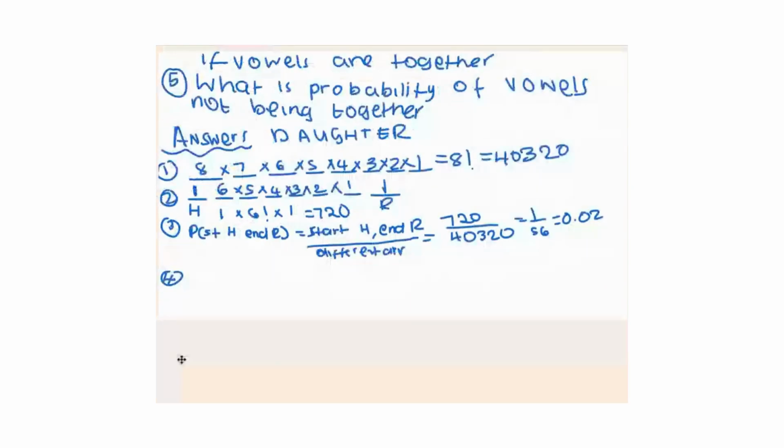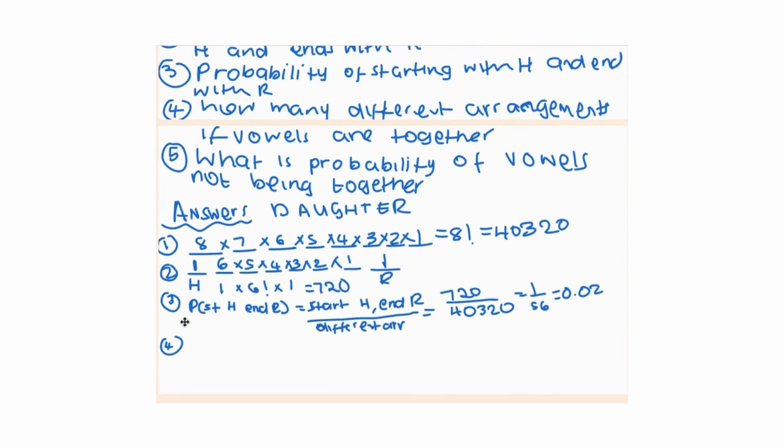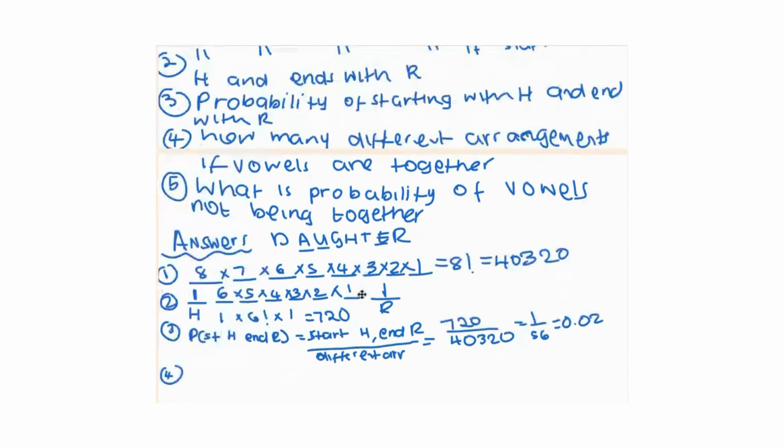Question 4. Oh, I'm running out of space. I'm going to squeeze it there. Question 4. How many different arrangements can be made if vowels are together? Now we go and check how many vowels. A, U, and E. So it's 3 vowels. And then it means we are left with how many spaces? 5, because we have 8 letters in total. If we take out the 3, we are left with 5.